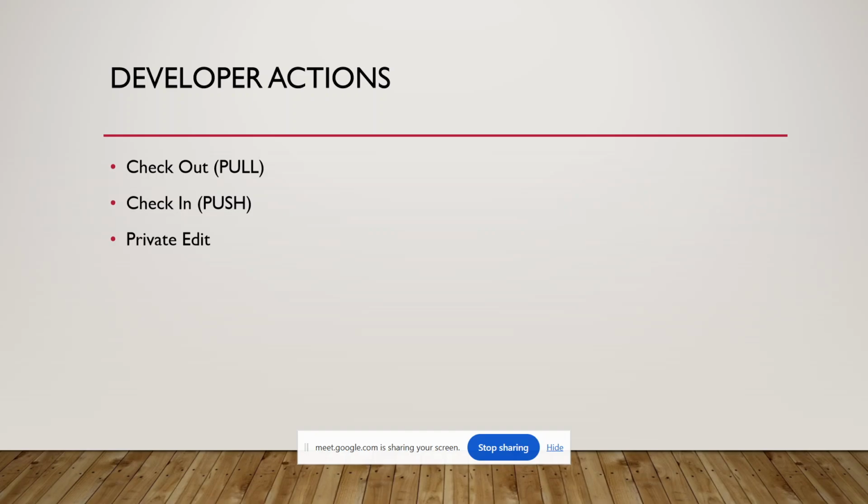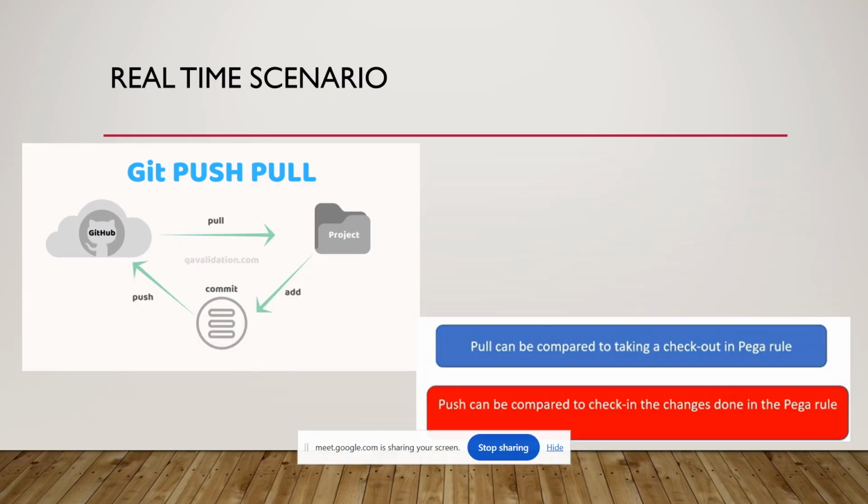For today's topic, developer actions, this is the one which we frequently use: checkout, check-in and private edit. Let's understand what checkout and check-in are in a real-time scenario. Apart from Pega, consider any functionality, like GitHub, where the code is completely present. GitHub is the place where we store all the data. It acts as a storage place where we have all the data.